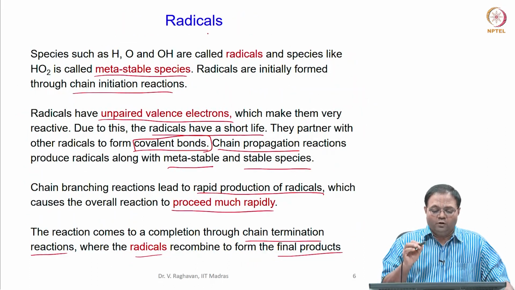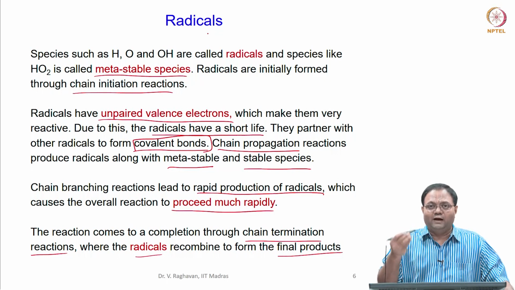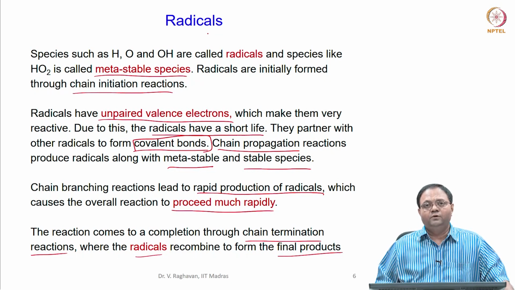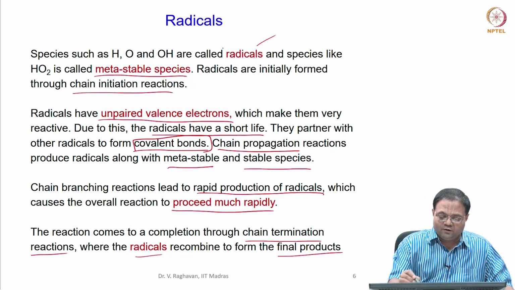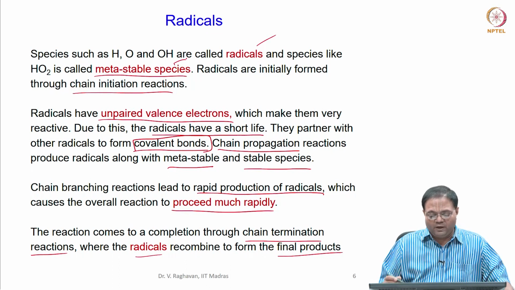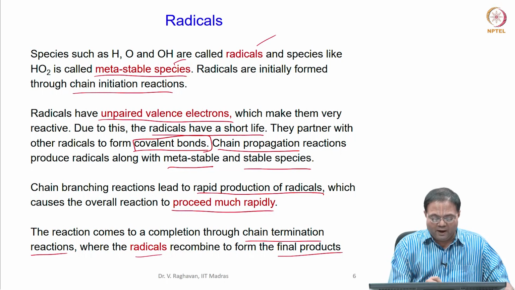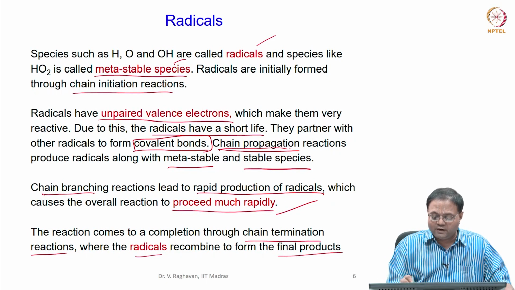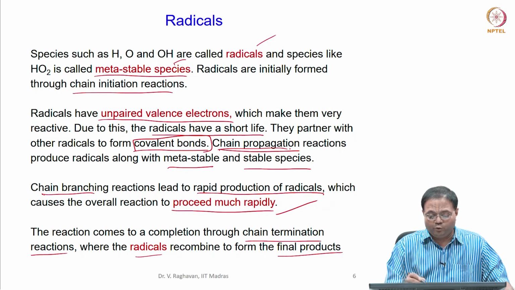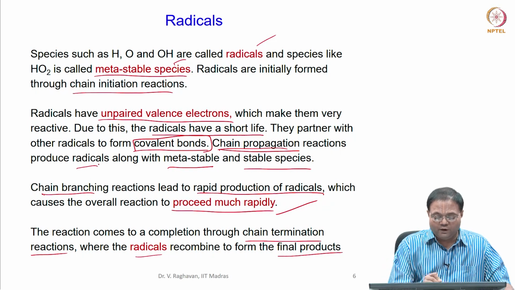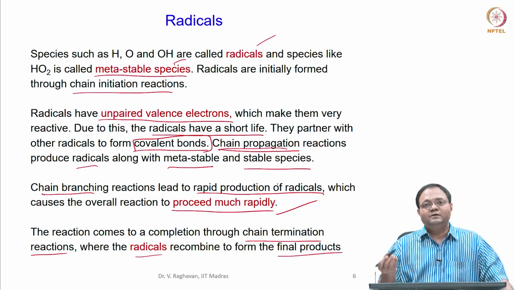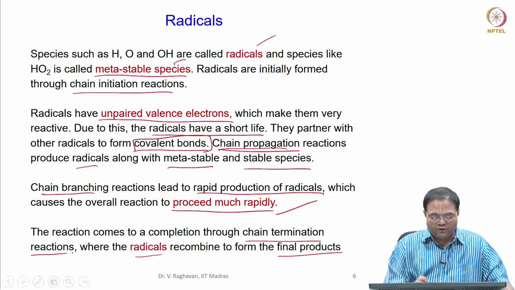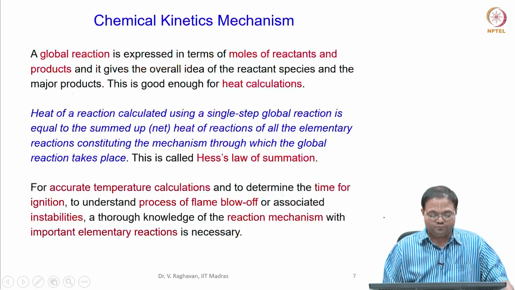Okay, now in the 4 chain reaction steps, initiation, propagation, branching and the termination, radicals, metastable species are formed. Then you can see that the chain branching reactions will be very fast, and chain propagation reactions maintain the reaction by producing a particular radical or metastable species along with a stable species. Then the termination reactions consume the radicals to form the final products.